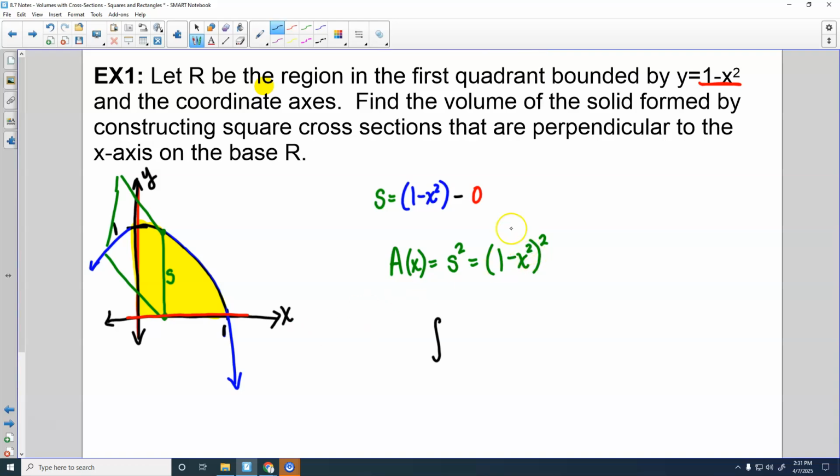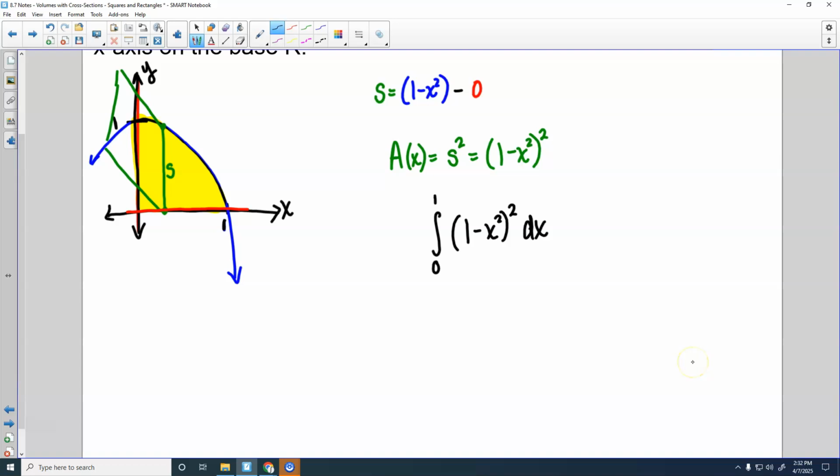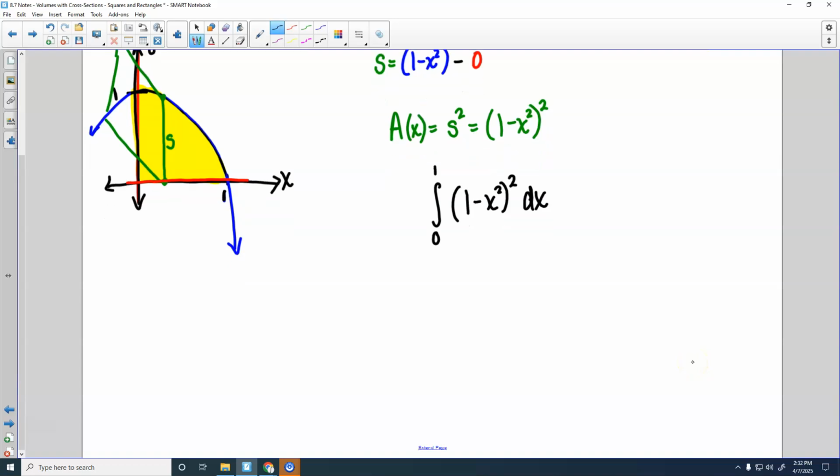In this case, we're in terms of x, so we want to look at our x-axis for our limits. So we would go from 0 to 1. And then we're integrating our area formula, which is 1 minus x squared, squared, dx. On some of these, it will just be set up something like this. They probably would actually have you solve it out. How do I solve that? Like, to finish out, get a number for my answer.